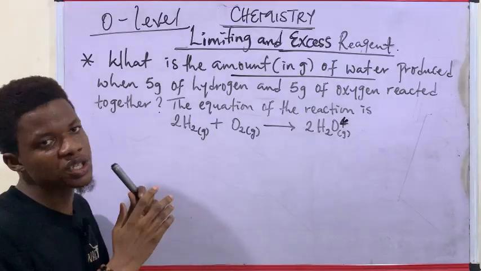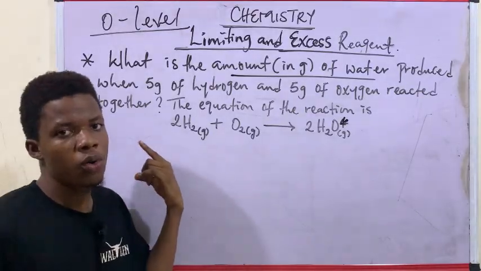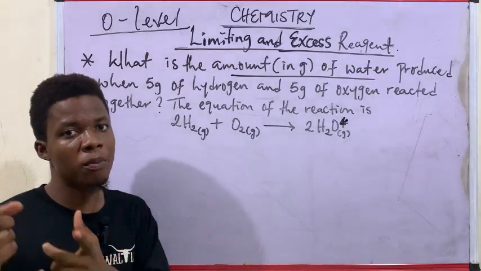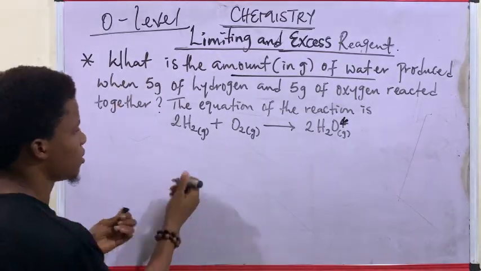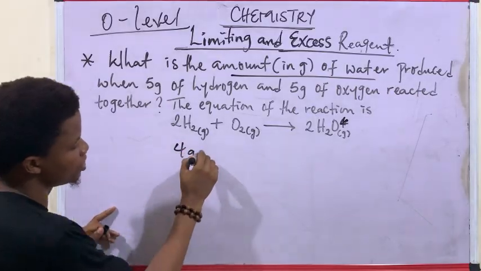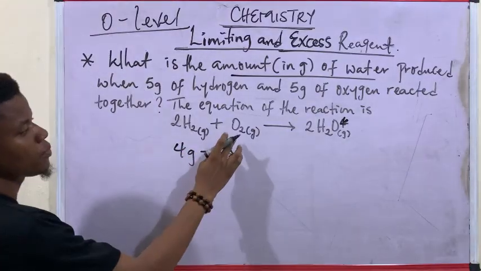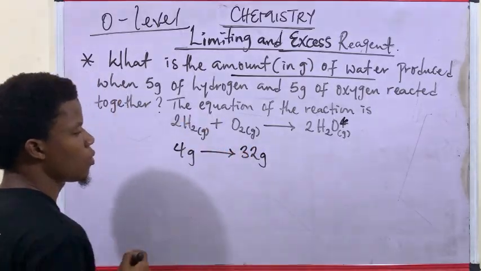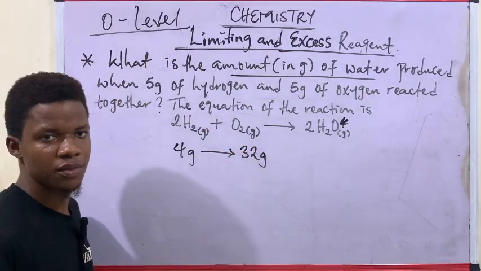In our previous question, we saw the conversion of 2 mole of hydrogen to mass. And what did we get? We got 4 gram. So now 4 gram of hydrogen reacted with 32 gram of oxygen.